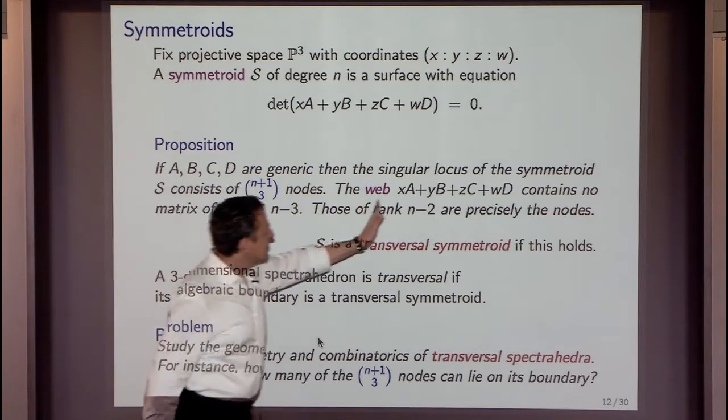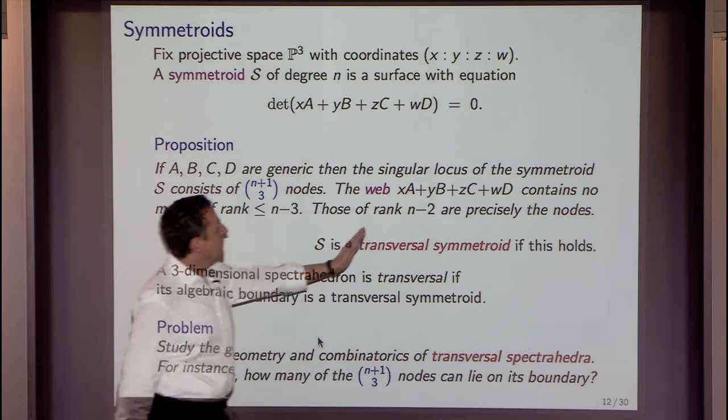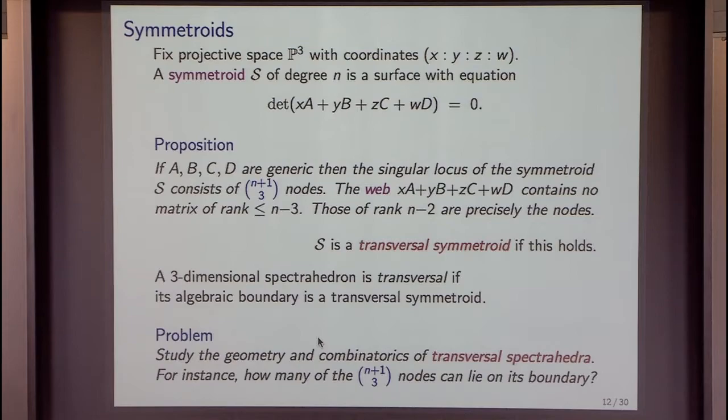Now then, this family, this 3-dimensional space of symmetric matrices, contains no matrices of rank n minus 3 or less. And then the matrices of rank n minus 2 are exactly those nodes. So if these genericity conditions hold, I'm going to say S is a transversal symmetroid. Transversal because I have my cone of positive semi-definite matrices, say, and I'm cutting it with a 3-dimensional plane that is transverse. These are the conditions for transversality.